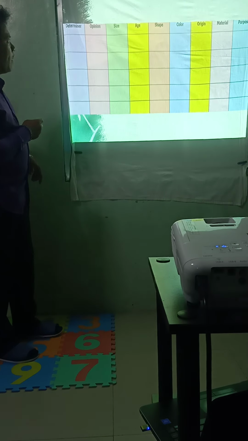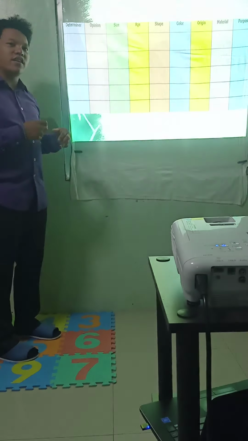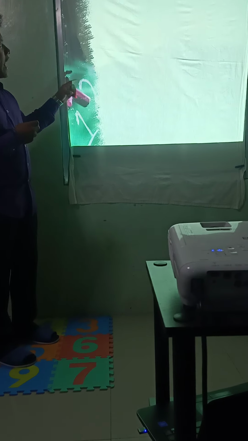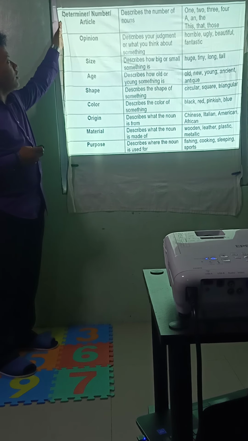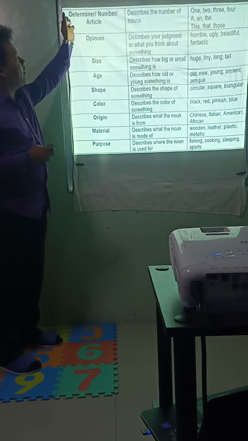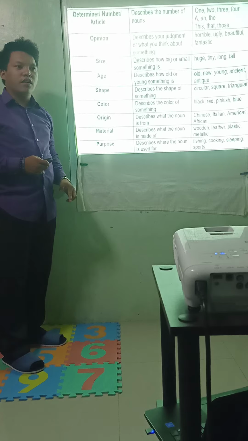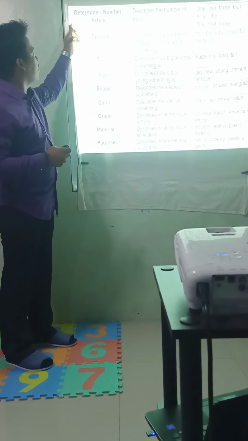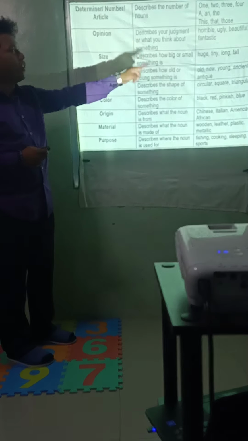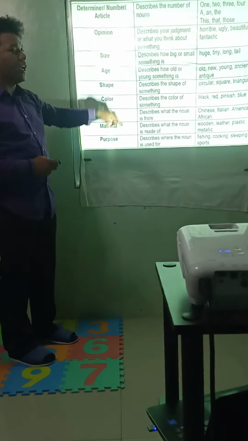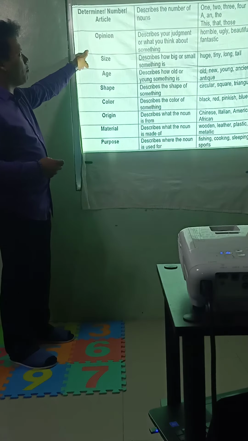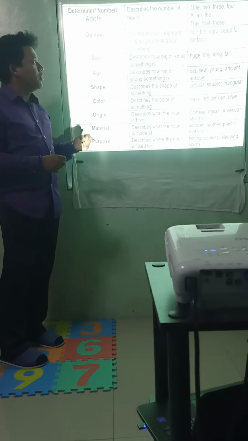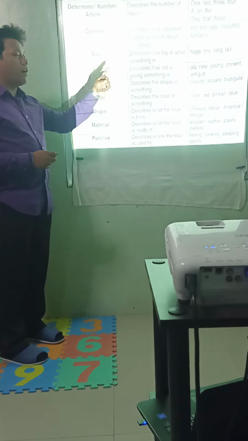So, what do we mean by determiner and what are the examples of it? And so on and so forth. Okay? So, let's have now. Determiner, number, or article. It describes the number of noun. For example, in the article, we have a, an, and the, including also the determiner, this, that, those, or the number 1, 2, 3, and 4. How about the opinion? It describes our judgment of a particular noun. Example, beautiful, horrible, ugly, fantastic.